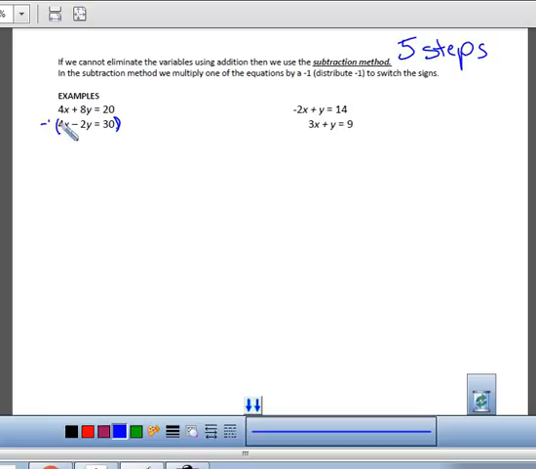That's why this is called the subtraction method, because essentially we're creating a situation that works out for us. So I distribute the -1, and I get -4x. -1 times -2y, or minus 2y, is plus 2y. And -1 times 30 is -30. Alright, so that was step 1.